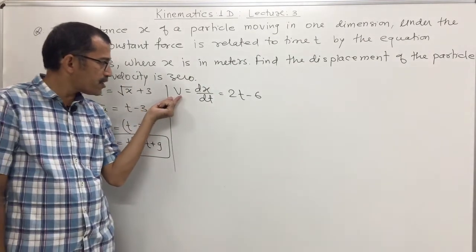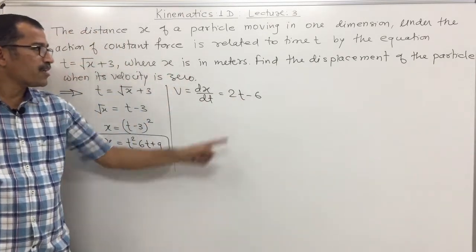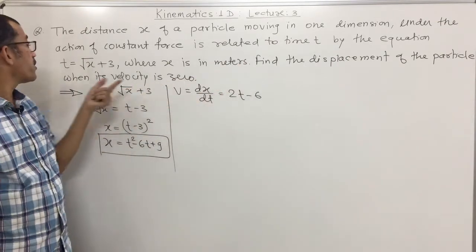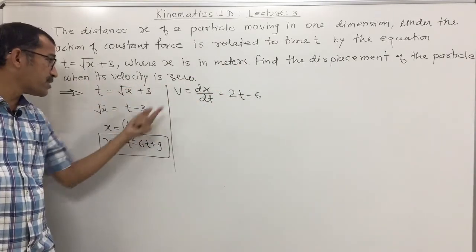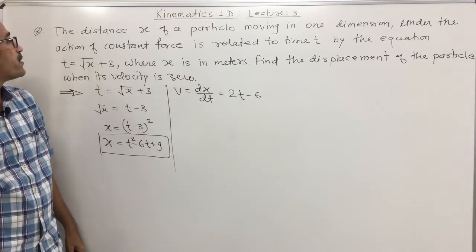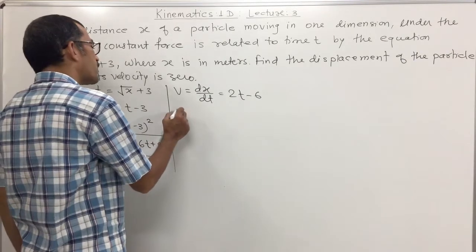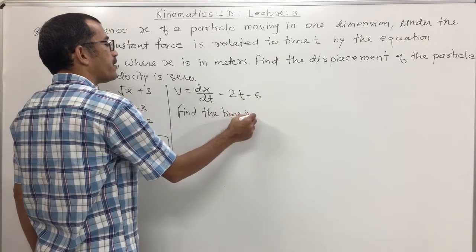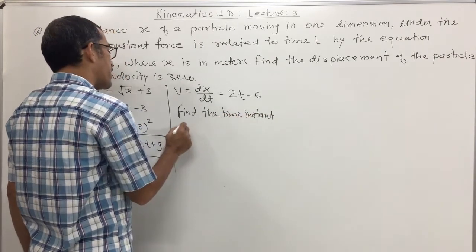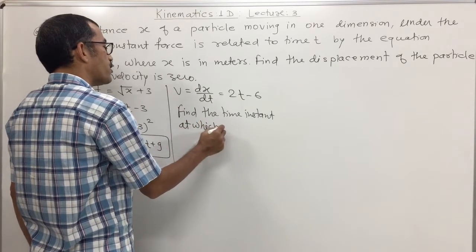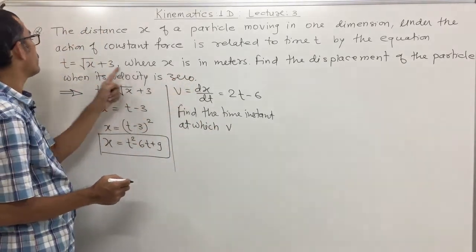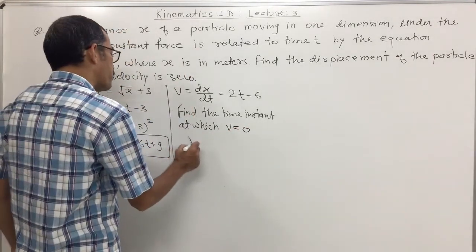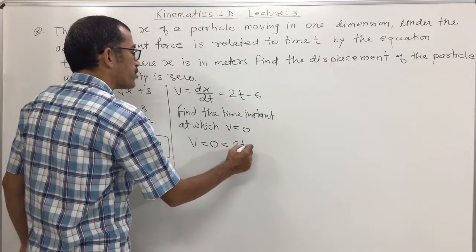Find the displacement of the particle when its velocity is 0. Now, if we substitute this v as 0, we'll get some time instant. And using that time instant, you'll get 1, 2, 3, 4 seconds, whatever it may be, right? So, using that time instant, we'll find out what? Displacement, right? So, first step is what? We'll find the time instant at which v is 0. That means v equal to 0 equal to 2t minus 6.